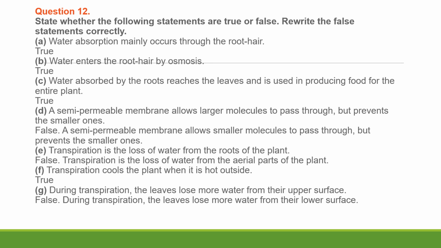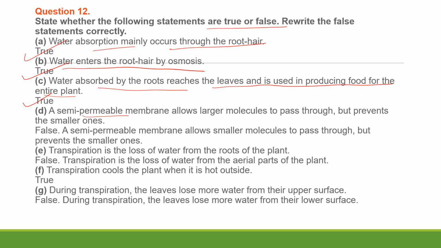Now we are back with a few true false questions and answers. So now state true or false. Water absorption mainly occurs through the root hair. True. Water enters the roots by osmosis. True. Water absorbed by roots reaches leaves, helps in producing food for the entire plant. It's true. A semi-permeable membrane allows the larger molecules to pass through but prevents the smaller ones. It's false.